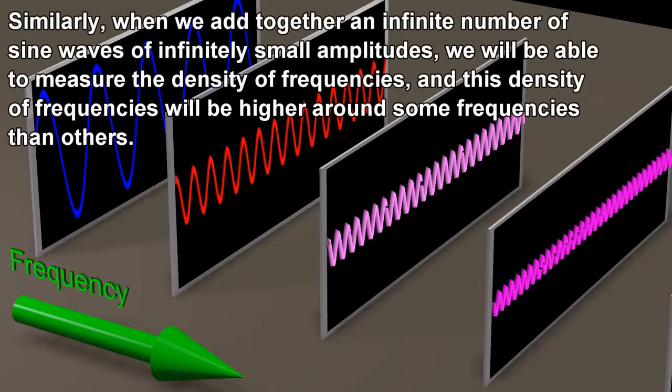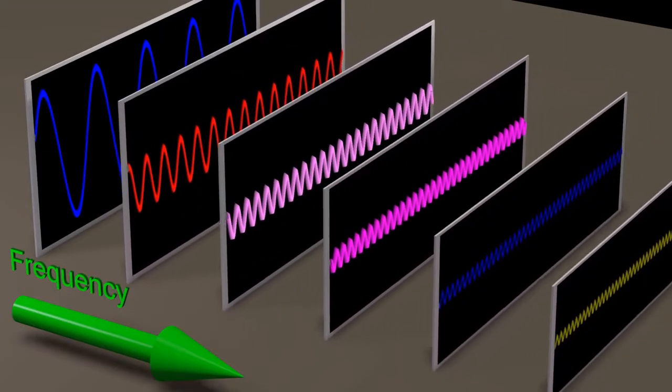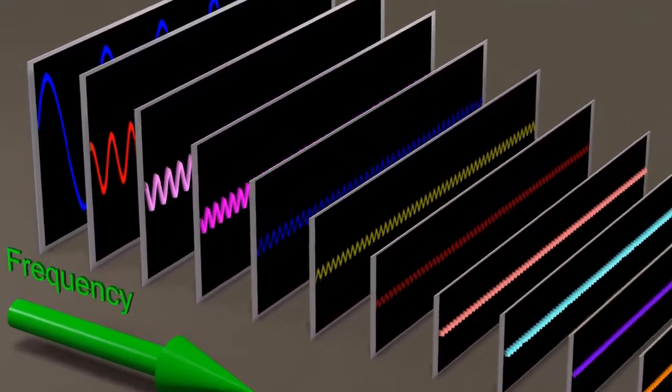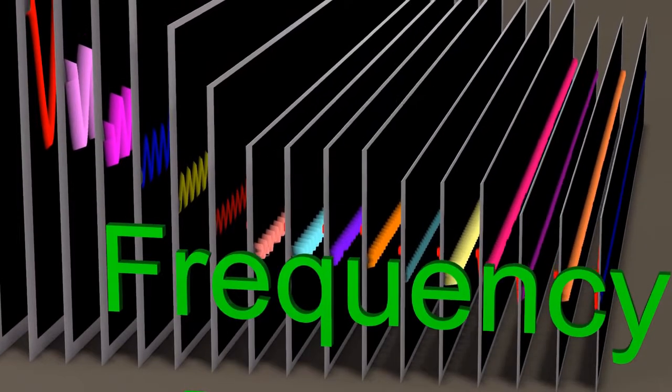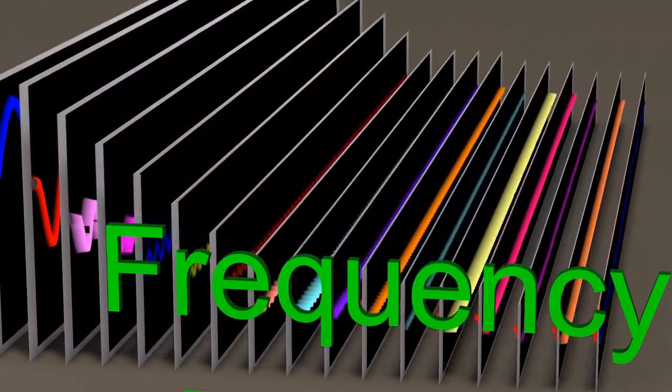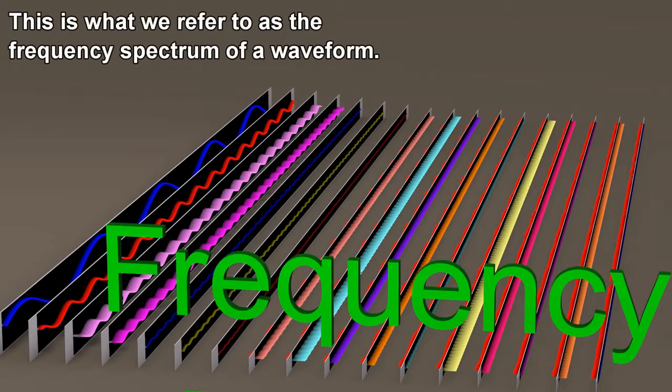Similarly, when we add together an infinite number of sine waves of infinitely small amplitudes, we will be able to measure the density of frequencies. And this density of frequencies will be higher around some frequencies than others. This is what we refer to as the frequency spectrum of a waveform.